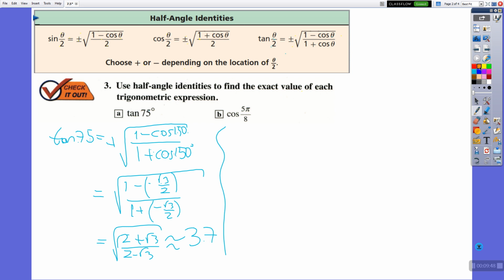cosine 5 pi over 8. You need to figure out what 5 pi over 8 is in terms of degrees. So 5 pi over 8 multiplied by 180 divided by pi, which gives you, after simplification, 212.5 degrees. So you have cosine 112.5. That's the half angle. 212.5 is the half angle.